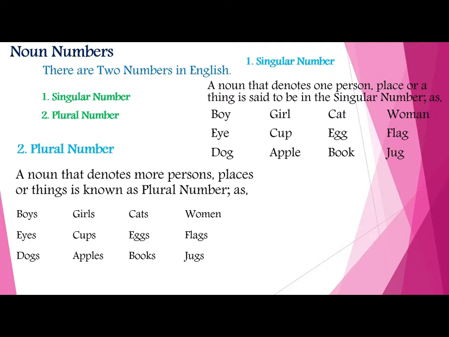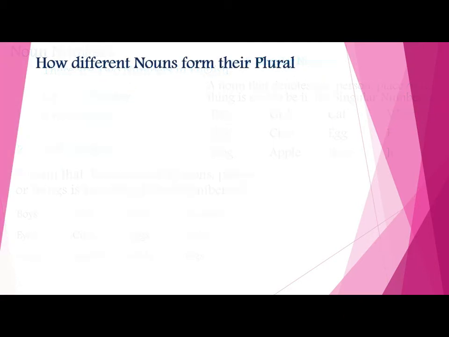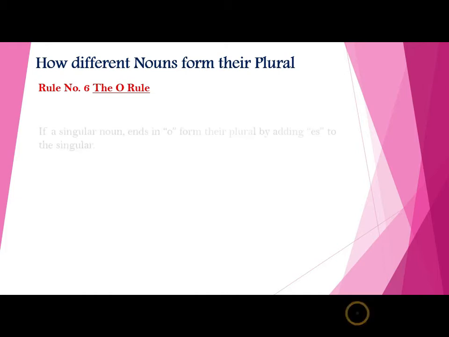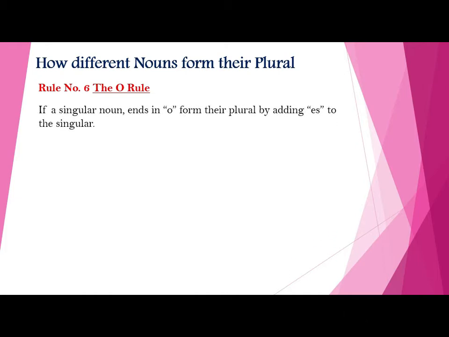Now we proceed to our lesson about how to make different nouns from singular to plural. Today we will discuss rule number 6, the O rule. The O rule is defined as: if a singular noun ends in O, form its plural by adding es to the singular.